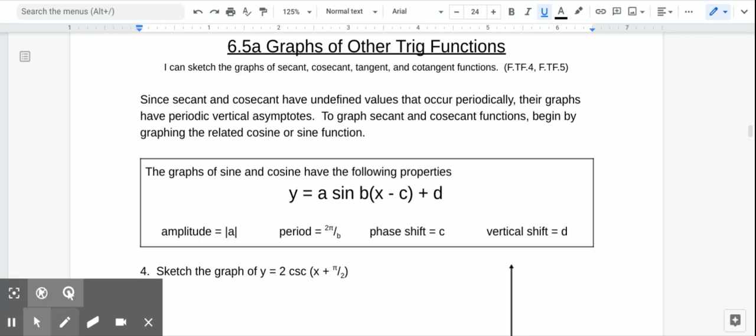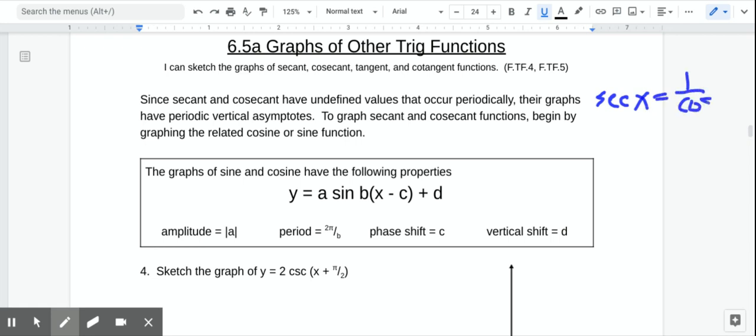In 6.5, we are going to discuss how to find trig graphs of secant and cosecant. We want to figure out how to graph those. So just a reminder, secant is the same thing as 1 over cosine x.